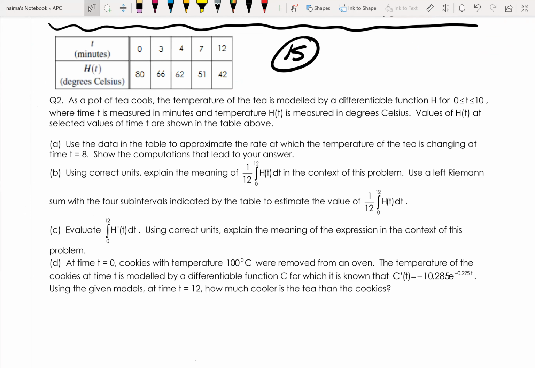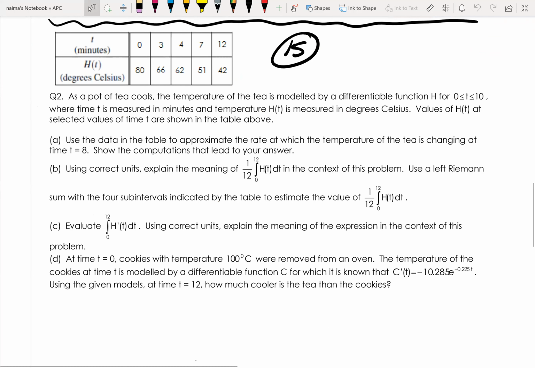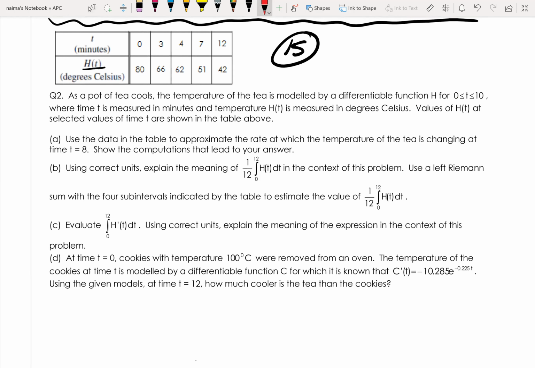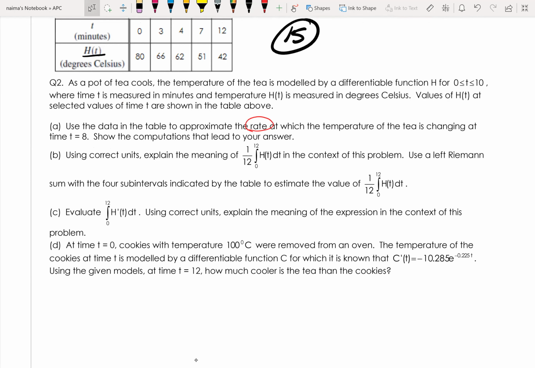And then I'm back. So as a pot of tea cools, the temperature of the tea is modeled by a differentiable function H for 0 to 10. It's got this chart up here where t is measured in minutes and temperature is measured in degrees Celsius. And these are actually values of H of t, not H prime of t. Use the data in the table to approximate the rate, and rate is derivative, right, at which the temperature of the tea is changing at time t equals 8. So what we're trying to do is find H prime of 8.